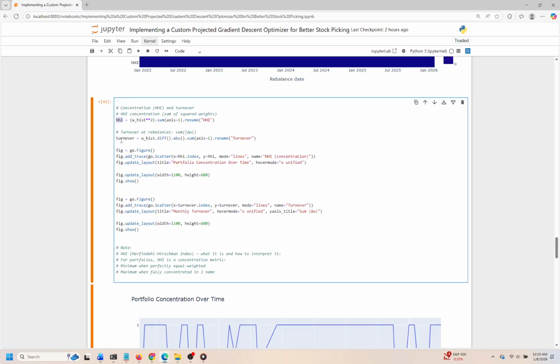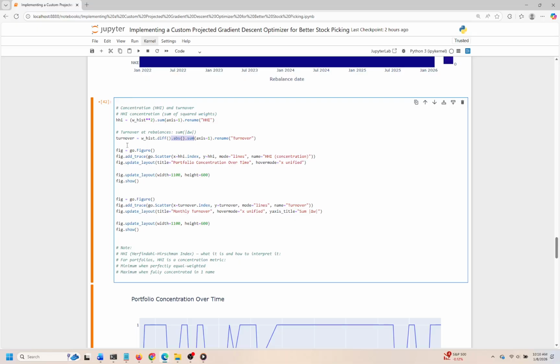Next, we look at turnover, which captures the degree of change in weights during rebalances by measuring the absolute changes in weights for each asset. By summing these absolute differences, we get an overall sense of how much the portfolio has shifted over the specified period. High turnover can imply active management, but it can also lead to increased trading costs, impacting overall portfolio performance.